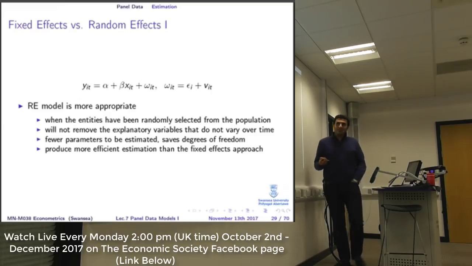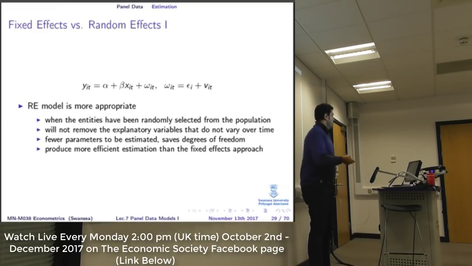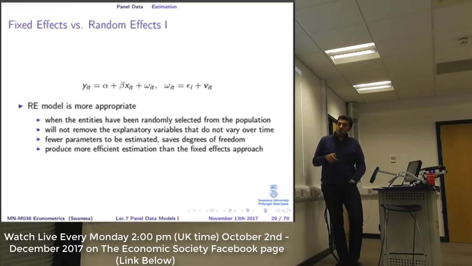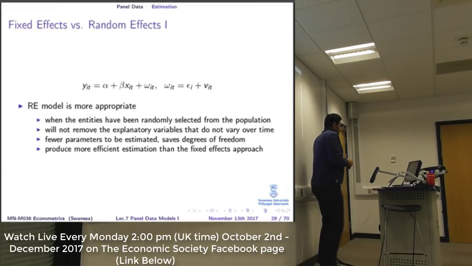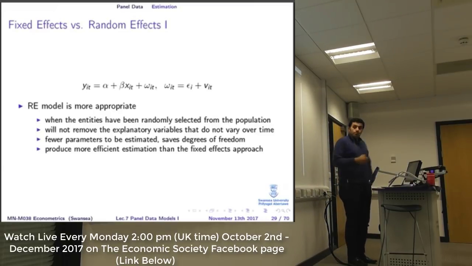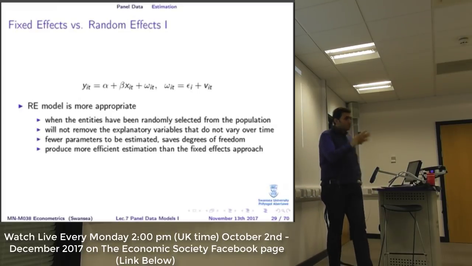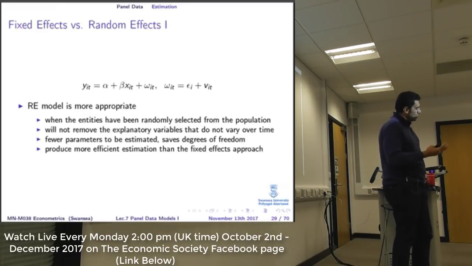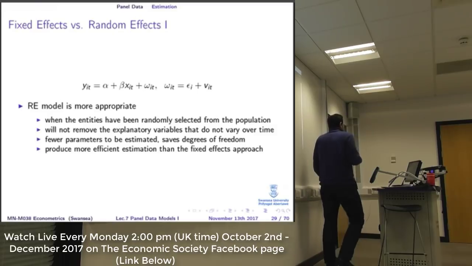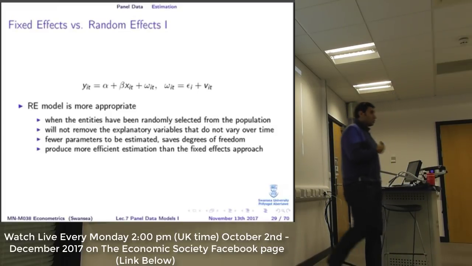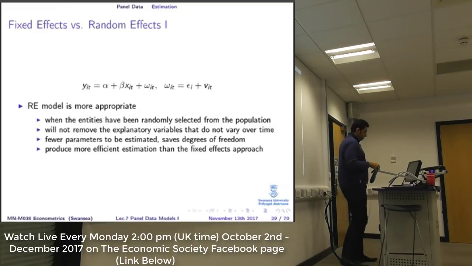So again, one of the advantages, as I said, and that's why the random effect model may be more preferred over the fixed effect model, though it's not always the case, is that you would need to estimate fewer parameters. That means it saves you degrees of freedom, because the more parameters you add, the more degrees of freedom you lose. So if you compare the random effect model with the fixed effect model, it allows you to save some degrees of freedom by requiring the estimation of a fewer number of parameters.